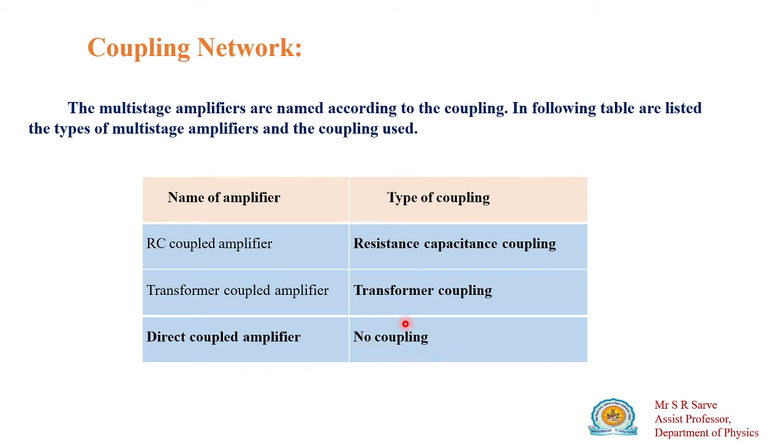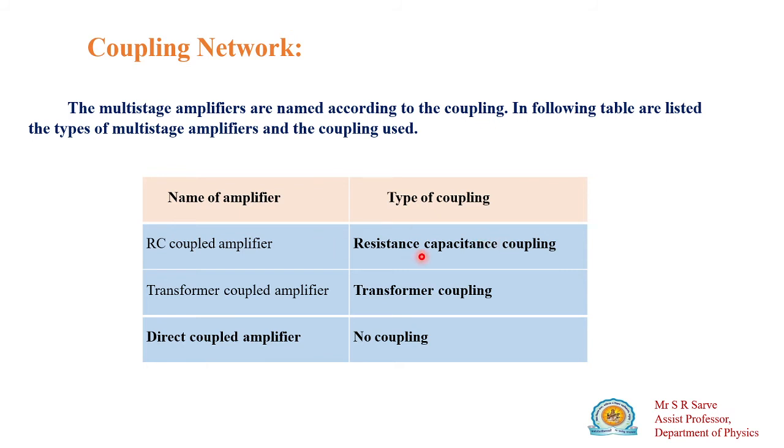In that amplifier, no coupling network is used. So the important one we have to learn is the RC coupled amplifier. These are widely used amplifiers. They have certain advantages: RC coupled amplifiers are not so expensive.